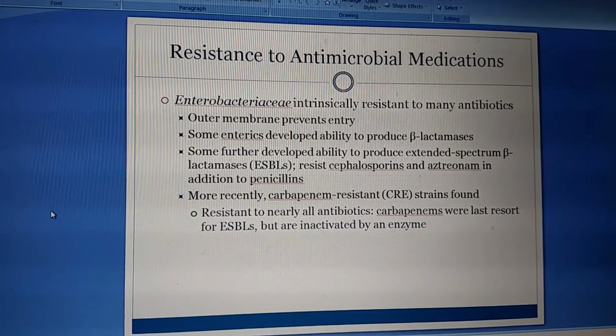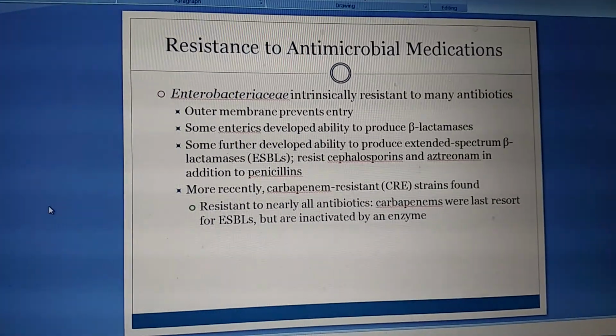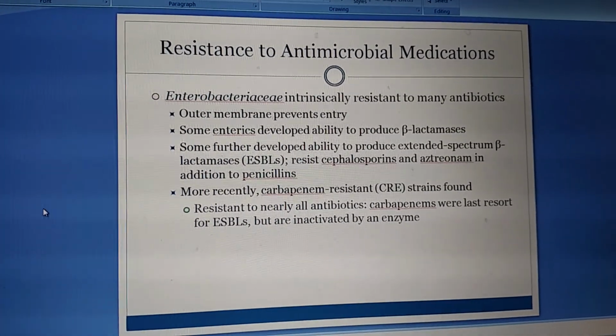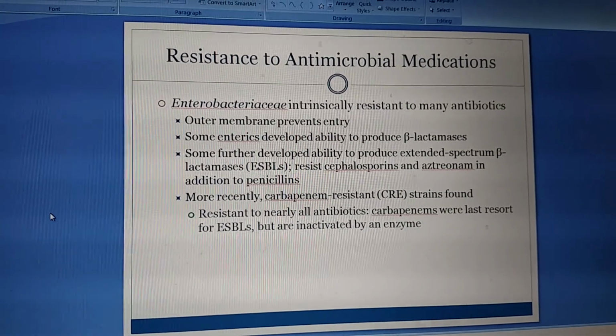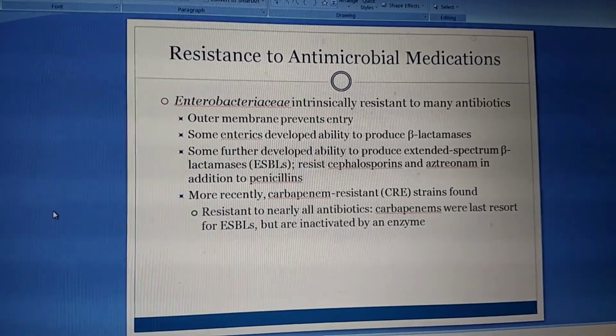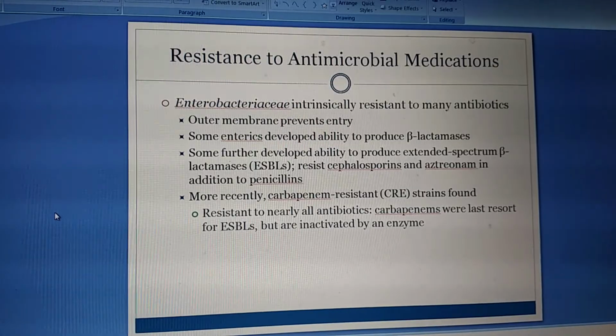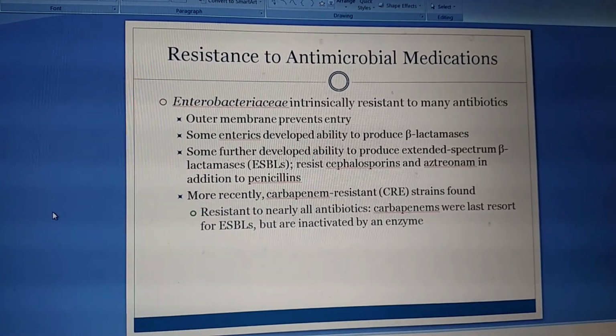The Enterobacteriaceae are resistant to a lot of antibiotics. Remember, gram-negatives have that outer membrane to prevent entry of a lot of medications. They can also produce different types of enzymes now that actually will target antibiotics to break them down.